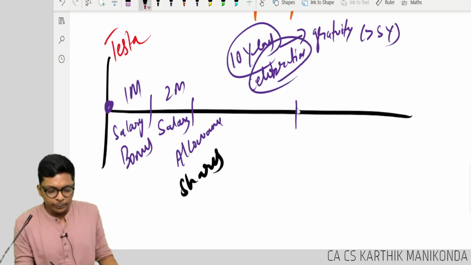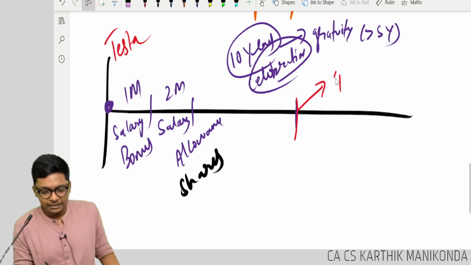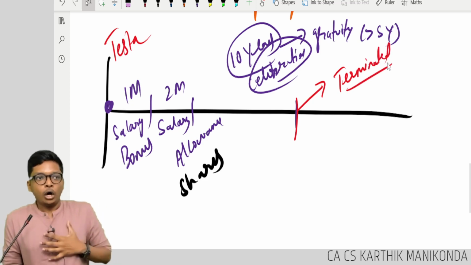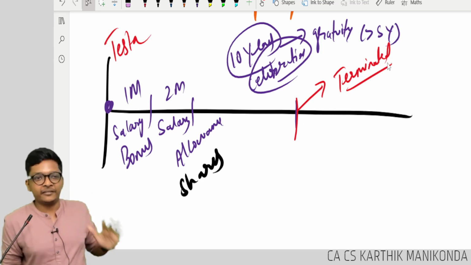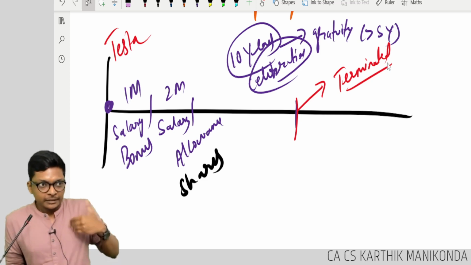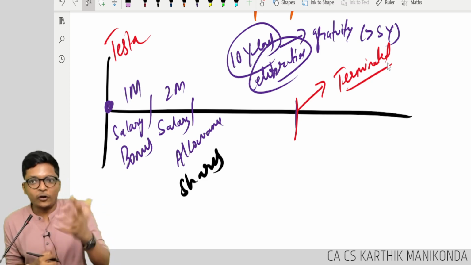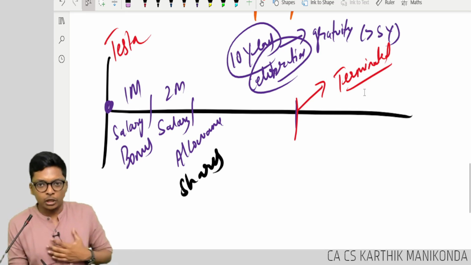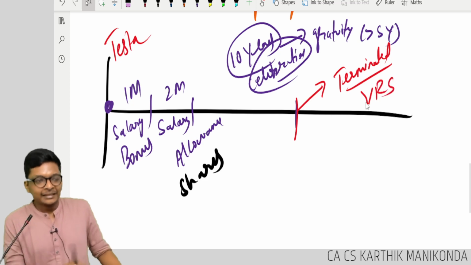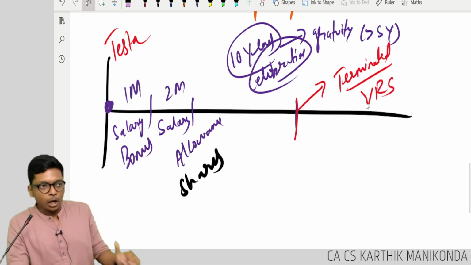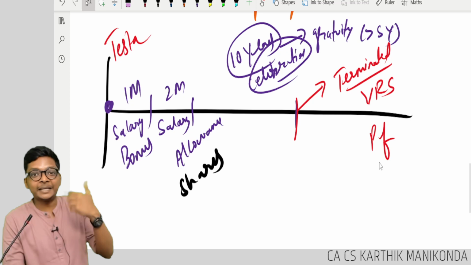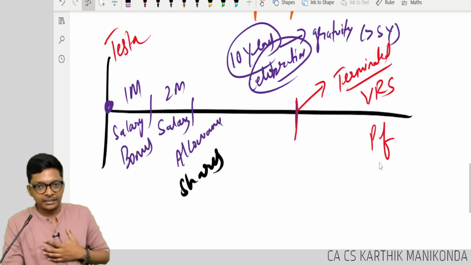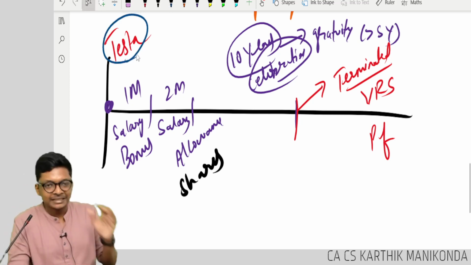Then after some point, either he will be terminated, he didn't do a good job, fired, or he decides enough of working for 10 years, day in, day out, Saturday, Sunday I work there, I want to retire. Even though he's not 60, he's retiring at 40 itself or 50 itself. What is that called? Voluntary retirement scheme. After retirement, what he will get? Pension, PF, he will keep getting on a monthly basis. Correct? Imagine Tesla has started a company in India.